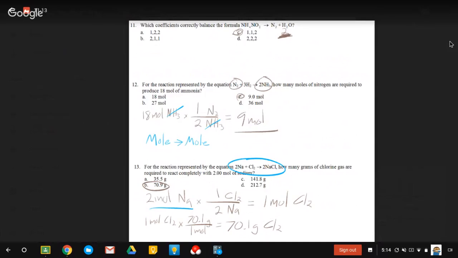12 is same for the reaction represented by the equation. They give it to us there. How many moles of nitrogen are required to produce 18 moles of ammonia? So in questions like this, I think a lot of people get confused because they read it as, how am I supposed to know how to make 18 moles of ammonia? How am I supposed to know that?